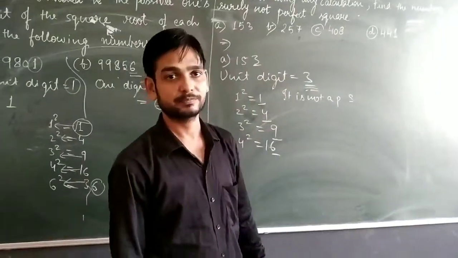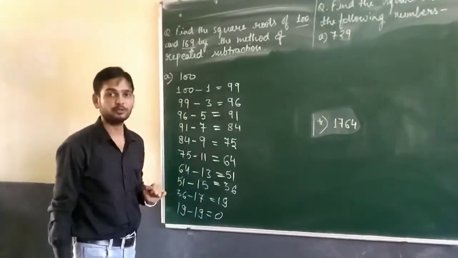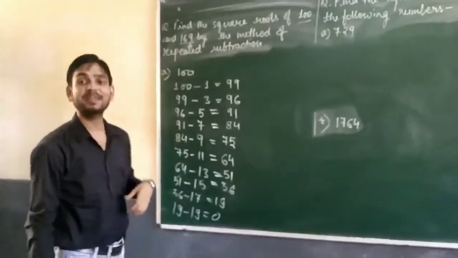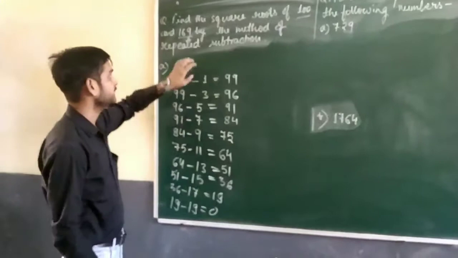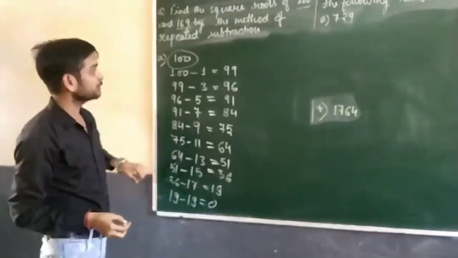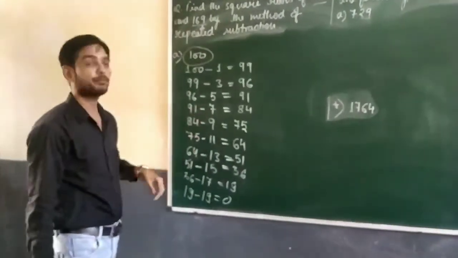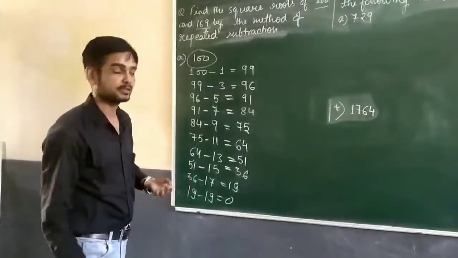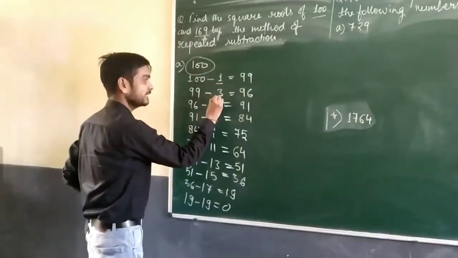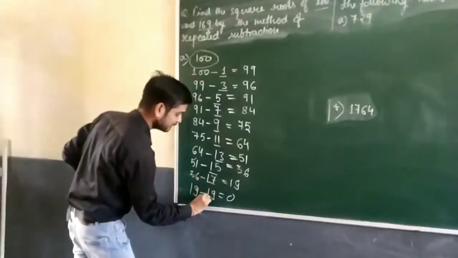Thank you, students. Now, students, let's see this question. In this question, we have to find the square root by the repeated subtraction method. Let's begin with the first part, that is 100. What is the repeated subtraction method? Students, we have to subtract the number by each and every odd number. That means the first odd number is 1, second is 3, then 5, 7, 9, 11, 13, 15, 17, 19.